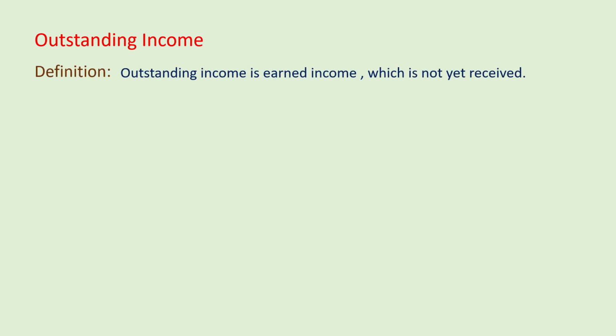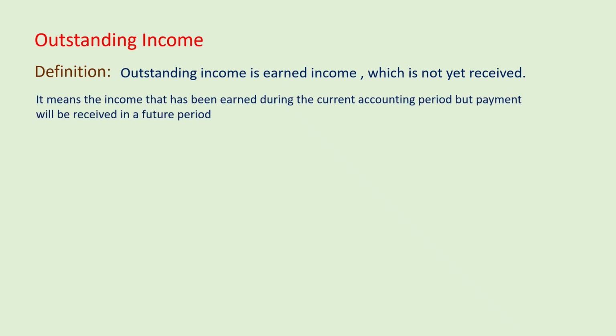Hello all. In this video, we will learn about outstanding income. Outstanding income is earned income which is not yet received. That means the income is already earned by the person, but the person still has to receive the cash. He has not yet received the amount, but in the future, they will be able to receive it. So that's why outstanding income is said to be an earned income.